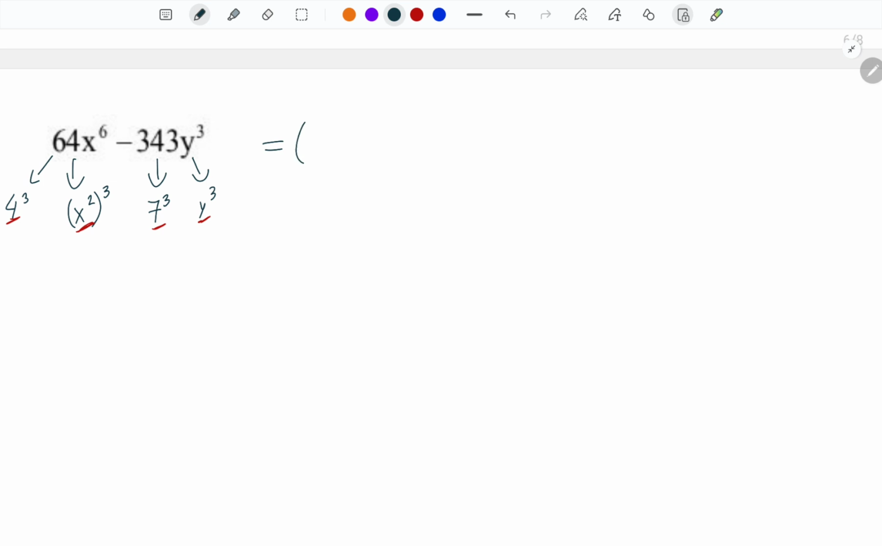So the first part will be the 4 and the x squared. Minus, because that's their sign there, the 7 and the y. All right, and then we just have to do the square. So what is 4x squared? I'll do that below. 4x squared is equal to 16x to the 4. And so that's going to go into the start, 16x to the 4.